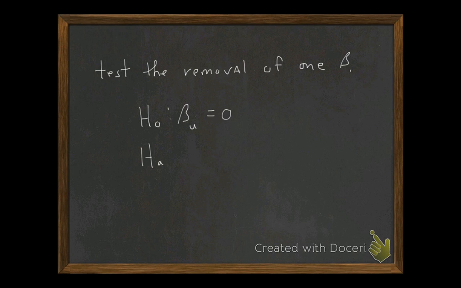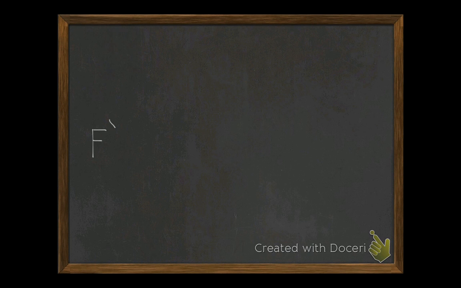Now let's generalize the process if we would like to test the removal of one of our betas. So the null hypothesis would be beta i is equal to 0, versus the alternative, beta i, of course, not equal to 0. The F statistic is, as I hope you would know, and let's just pause here. What do you think it would be?